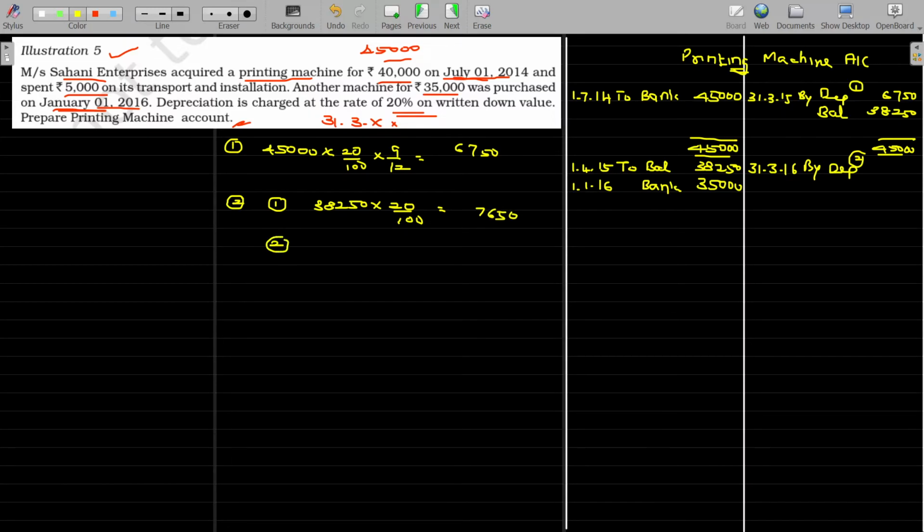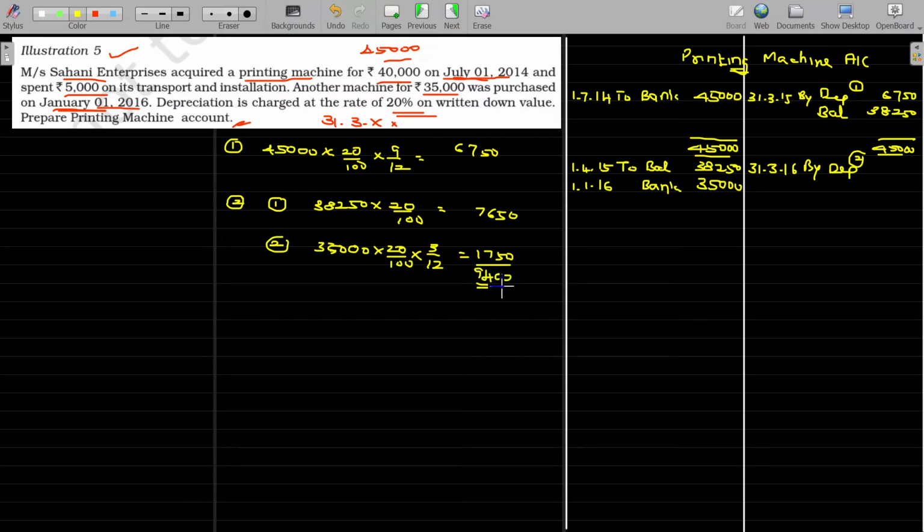Second asset also purchased sometime later for 35,000. This will also be subject to depreciation, but eligible for only 3 months as it is purchased on 1st January, ends on 31st March, 3 months depreciation will be calculated here. So 35,000 into 0.2 divided by 4, the answer being 1,750. The overall value being 9,400.